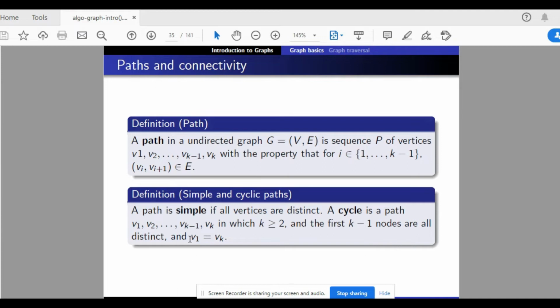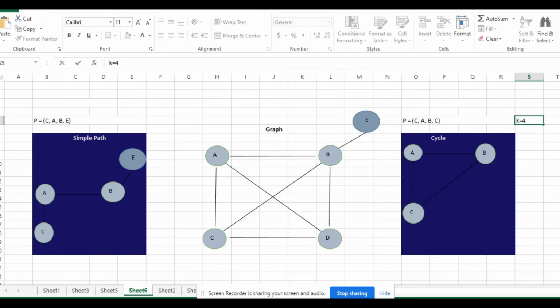And the last one says that v1 is equal to vk. That means that the first vertex must be equal to the last vertex. So the first vertex is C, which is of course equal to the last vertex, which is also C. This means that we have formed a cycle.